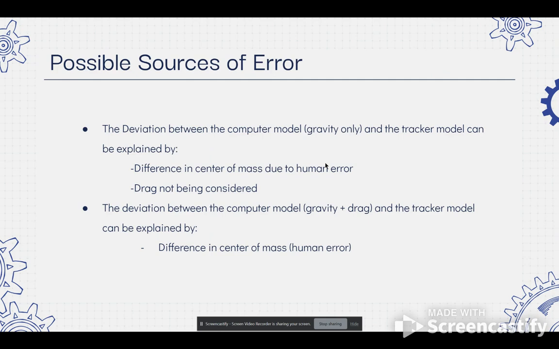Some possible sources of error that cause the deviation in the graph between the first one, where it's only gravity, are the difference in the center of mass due to human error and drag not being considered. And when we're looking at the computer model with drag considered, the deviation could be explained by the difference in center of mass due to human error as well.